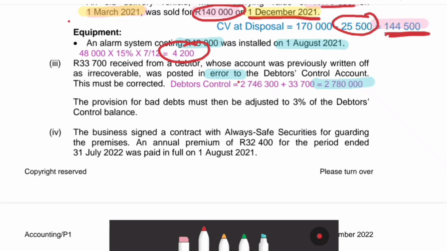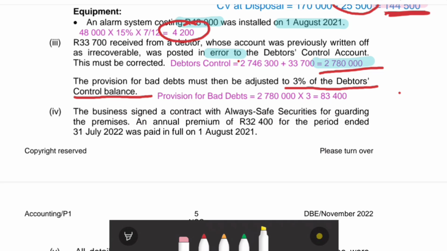We're told that the provision for bad debts must be adjusted to 3% of the debtor's control balance, 3% of this $2,780,000. Our provision for bad debts for the year, the end of the current financial year, Feb 2022, is $83,400. What this means is that at the end of the current financial year, we expect $83,400 worth of debtors to not pay us back. These are not bad debts. It's a safe basket that we put away for debtors that we think are going to go bad.